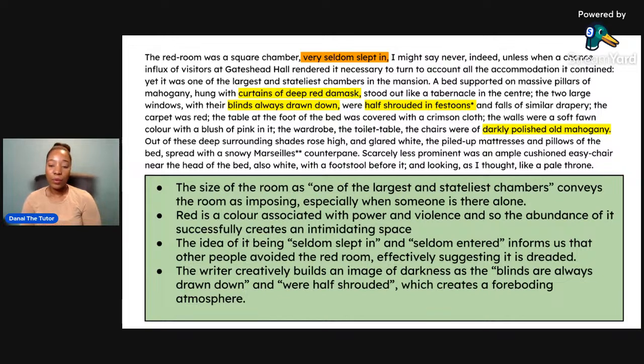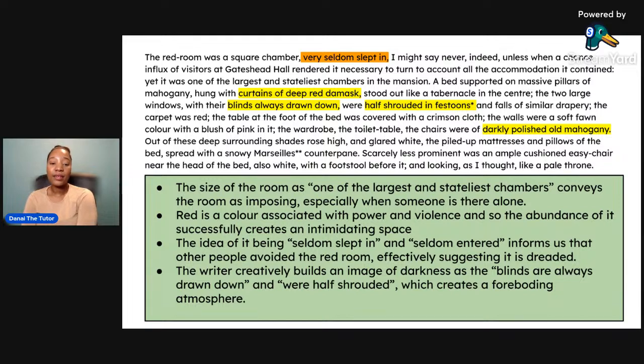Right, the fourth bullet point, it is not. Sorry, so you said it is not. What do you mean by that? Okay, so the idea of seldom slept in, I think that's why you're answering that one. And seldom entered informs that other people avoided the red room, effectively suggesting it's dreaded.